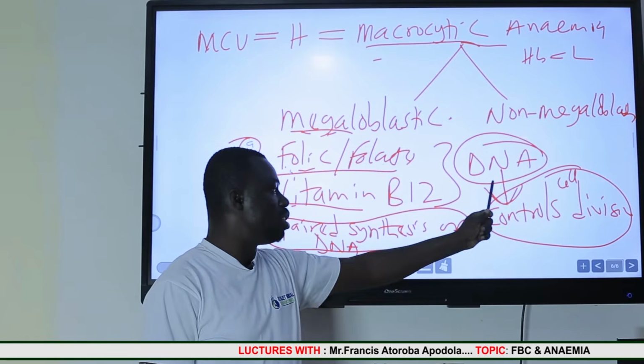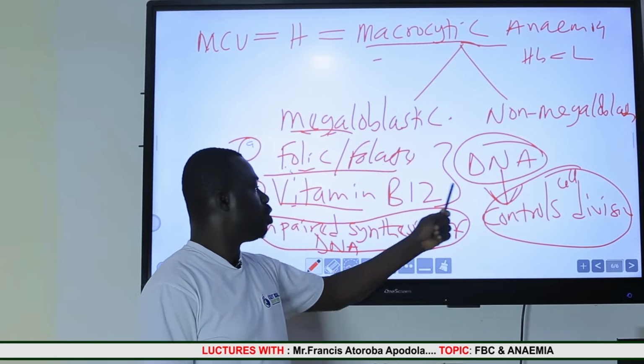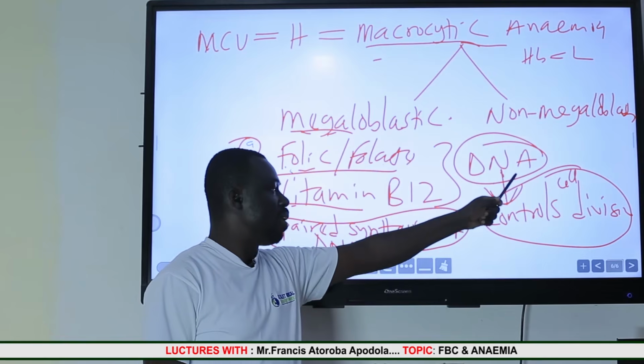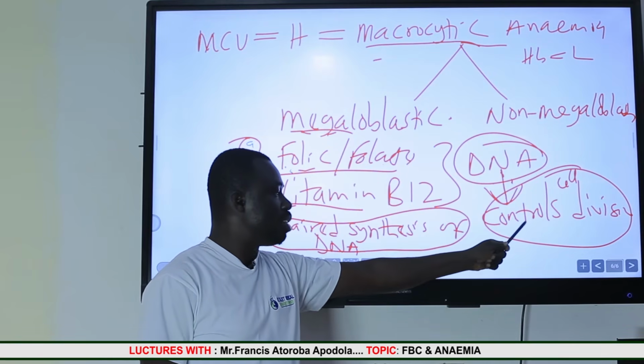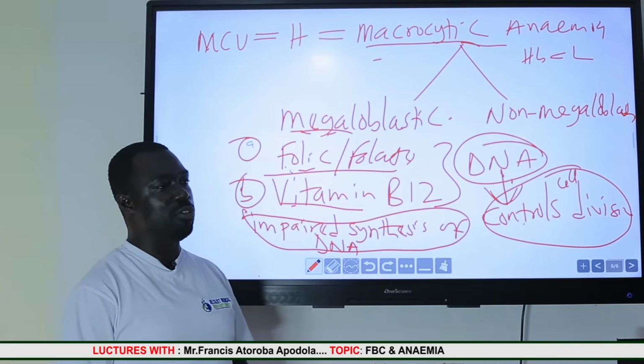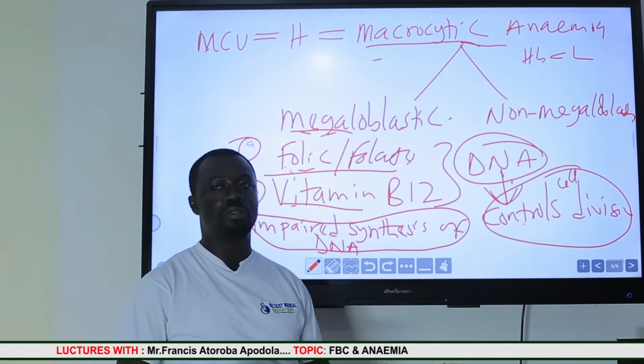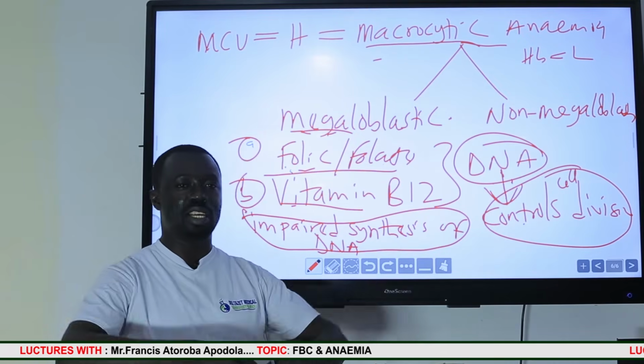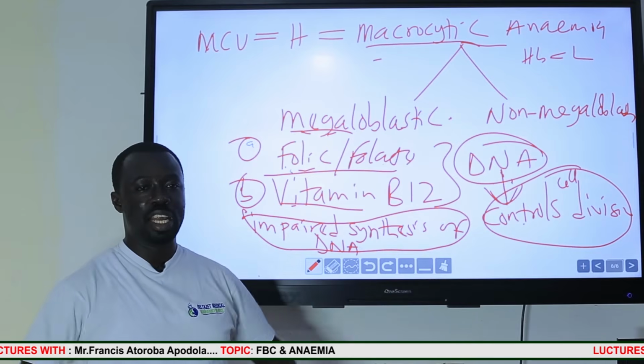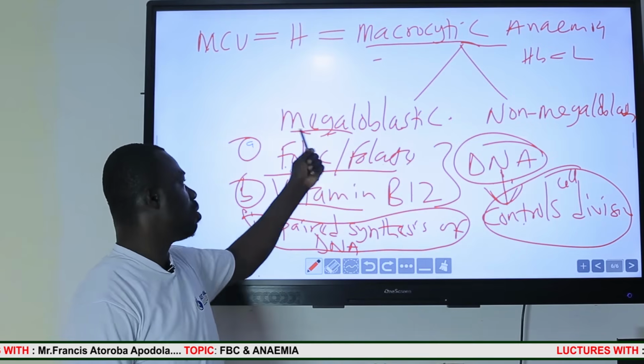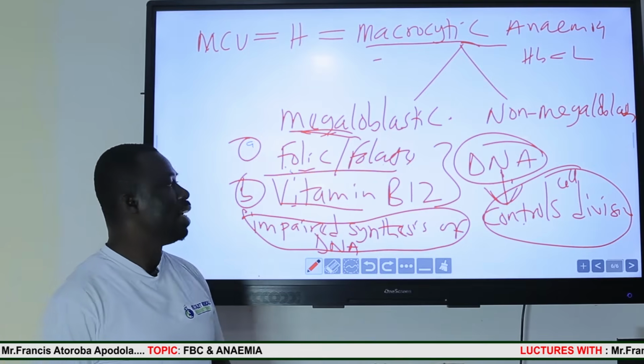The whole issue is that we don't have them to synthesize DNA, and once DNA synthesis is impaired, there is going to be a loss in the division. And when the cells fail to divide, then it implies that the cell will rather grow larger than normal. And a larger than normal red blood cell is called megaloblastic anemia.